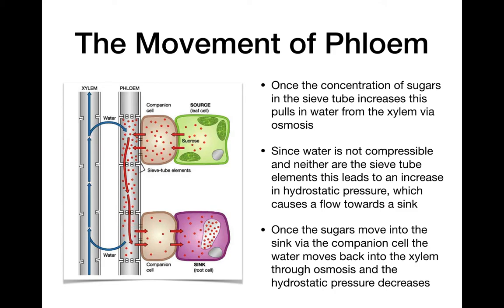via the companion cell, and then once it enters the companion cell and then into the sink, the water can go back out to the xylem because now the concentration is much lower. So a lot less sugar here than there is up here. That means the water can go back out, everything's happy with the concentration gradient, and stays in the xylem. So it takes xylem and phloem together to move things from source to sink in a plant.